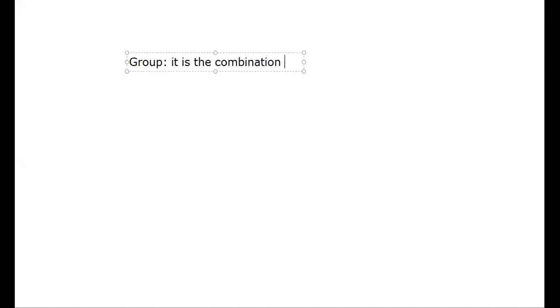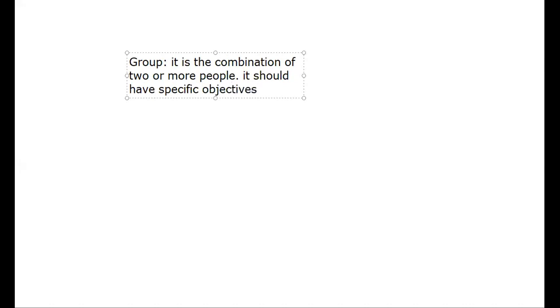So we can write down here: group is the combination of two or more people, and it should have specific objectives within a specific time period. So to be a group, you must have more than one person, two or more people. They should have a specific objective within a specific time period.